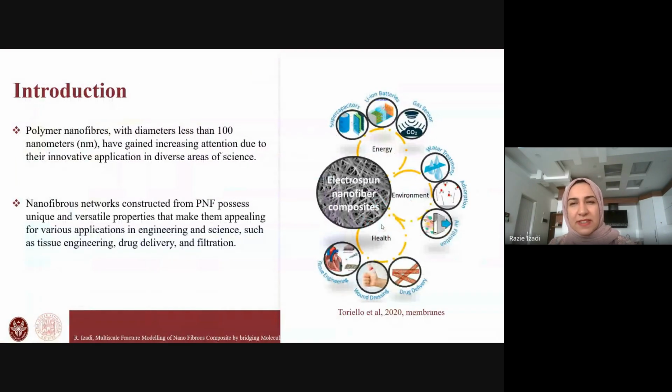Polymer nanofibers with diameters less than 100 nanometers have received increasing attention due to their unique properties. Fibrous mats or membranes are one of the popular structures that are composed of polymer nanofibers, and they are ideal for various applications such as tissue engineering, drug delivery, wound dressing, filtration, sensors, as well as capacitors.